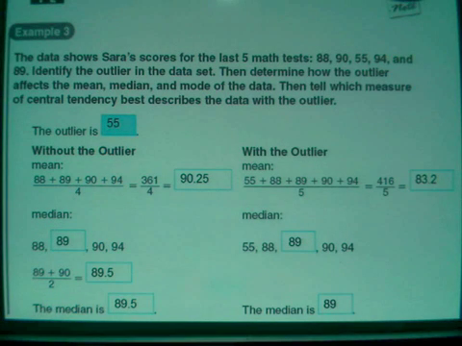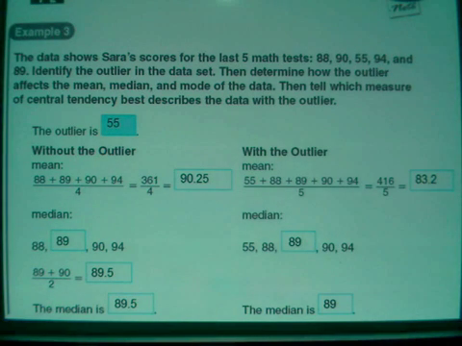Number 3, the data shows Sarah's scores for the last 5 math tests, 88, 90, 55, 94, and 89. Identify the outlier in the data set. Then determine how the outlier affects the mean, the median, and the mode of the data. Then tell which measure of central tendency best describes the data with the outlier.